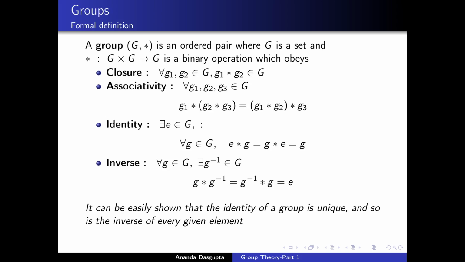So I could have actually started out by reducing my defining demands on a group. However, the version of the defining properties that I've written down here is used most often simply because they are the ones which are most convenient to use.